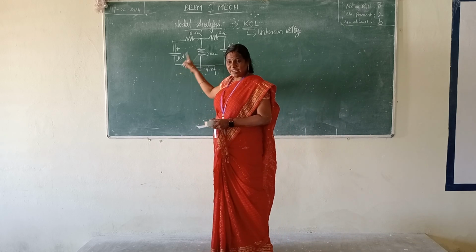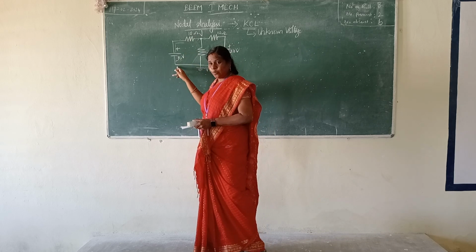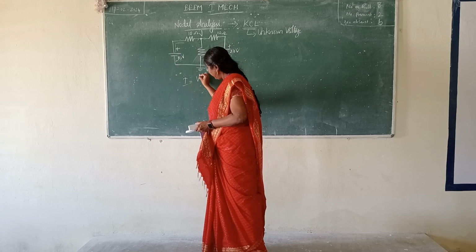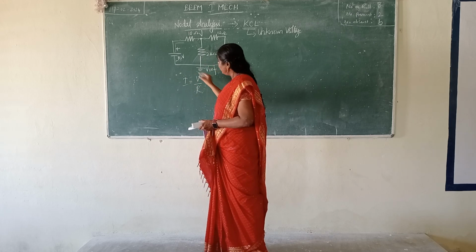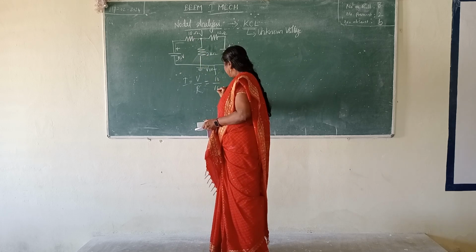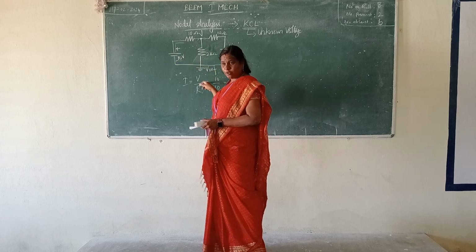Voltage source into current source. First let us convert this part. If we convert this part, current I is equal to V by R. This V is 10 and this R is 10. So 10 by 10 is what? 1 ampere. This is for this force alone.